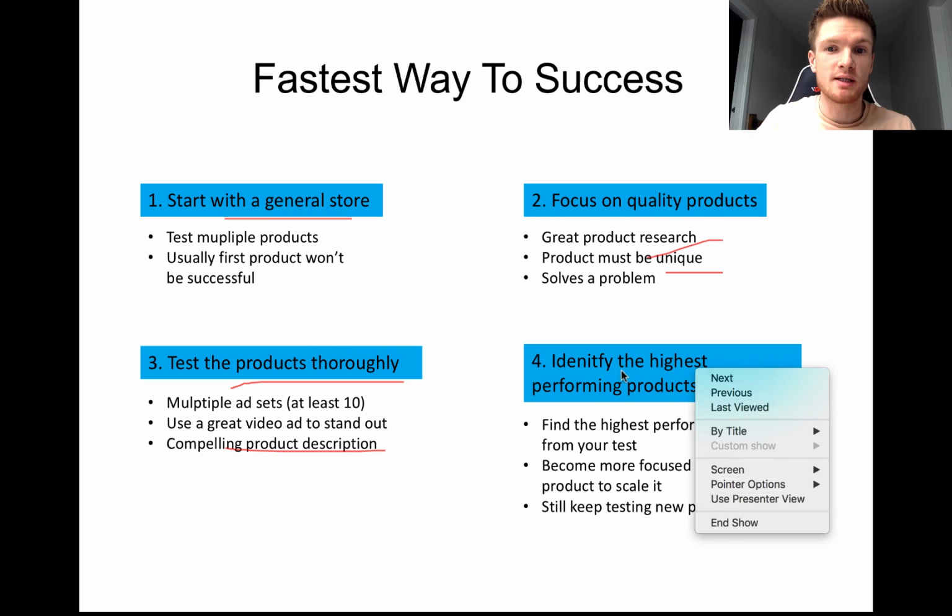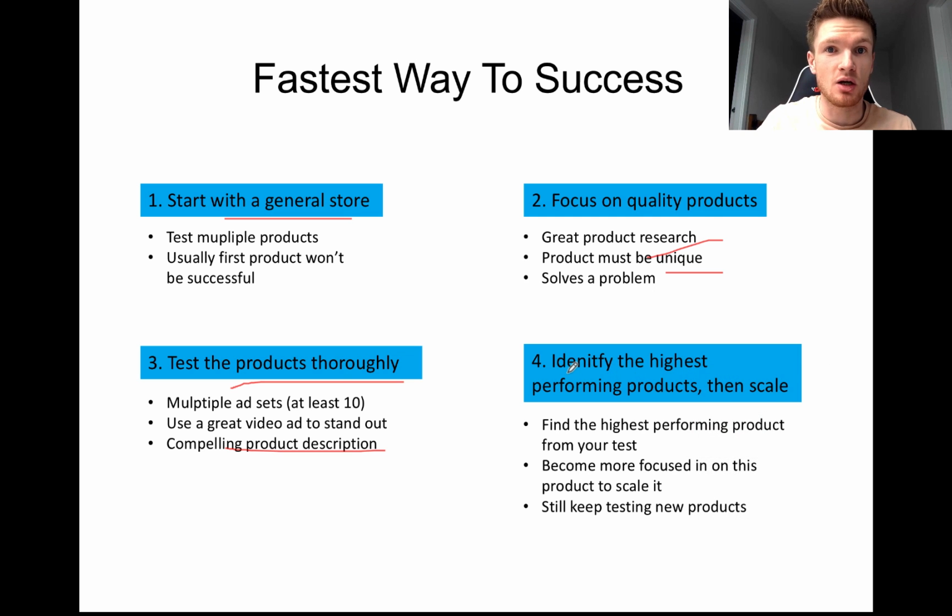So you want to identify this product, then kill all the rest of your loser products, and then really hone in on this product and then think about scaling it. Because when you test different products, you have the freedom to basically just kill off the ones which don't work and then just focus on the ones which do.